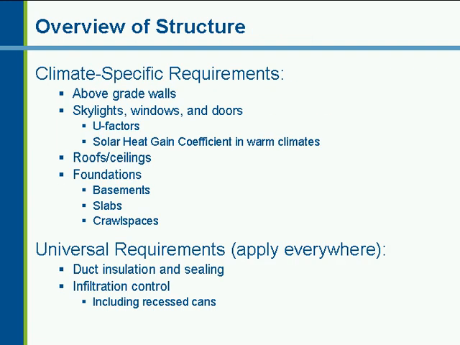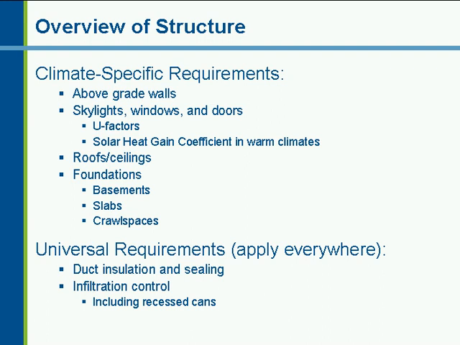An overview of the general structure of the IECC. Most of the requirements that people are familiar with are climate specific. In other words, for things like insulation in walls, windows, ceilings, foundations, and so forth, those vary with climate. There are some other requirements in the code that are universal. They apply everywhere regardless of climate. Typically those are related to HVAC systems and so forth, but also infiltration control systems, for example, are universal.